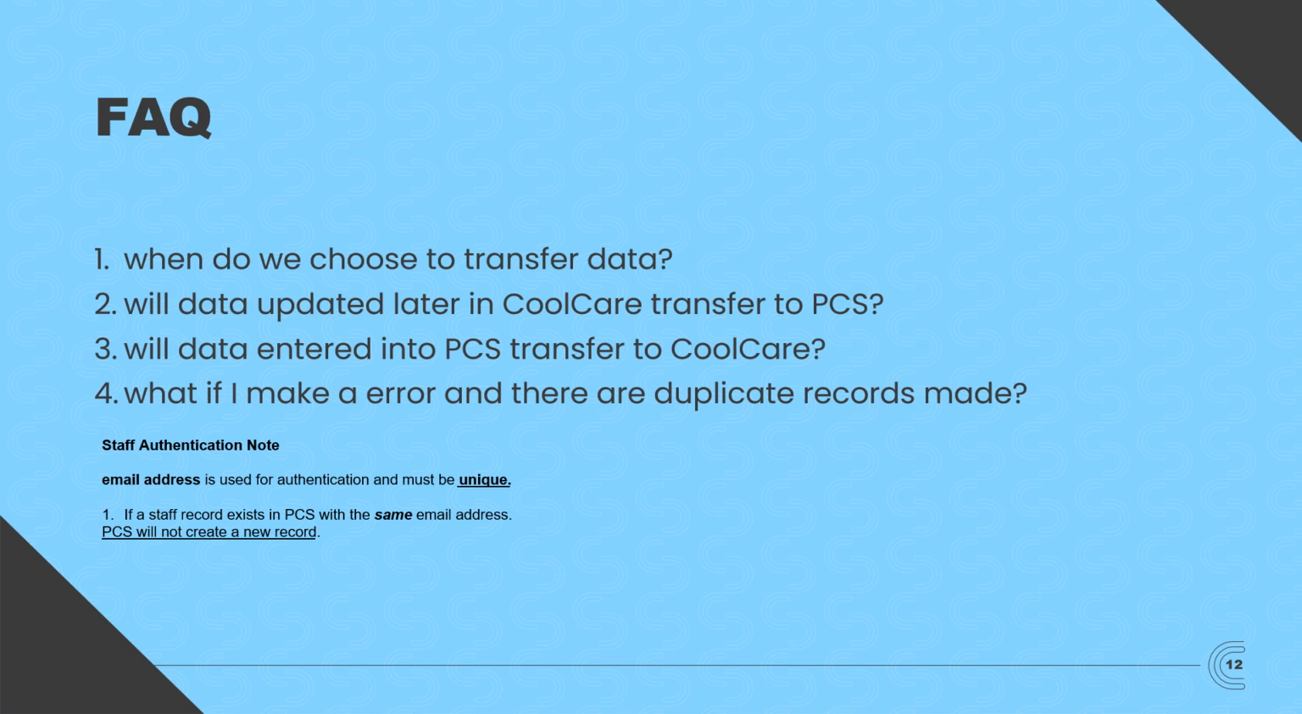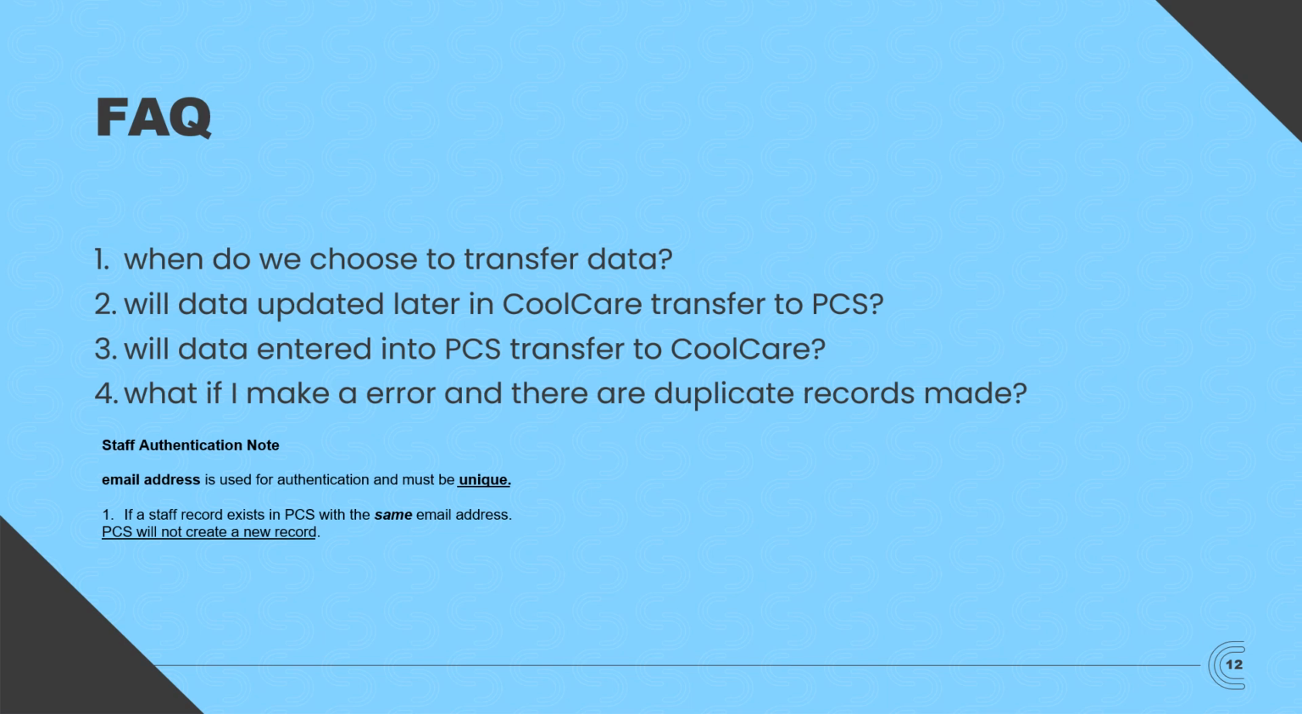Well, email address is the authentication tool, and it has to be unique. So if a staff record is already in PCS with the same email address, it is not going to create a new record. And that's logical, isn't it? If you've already got somebody in the system with that email address, and that is what the system is using to recognize if they're already in PCS, then it's not going to create a new one. So you do need to make sure that the email addresses are actually unique, which 99.9 times out of 10 it is. But just be wary of any generic email addresses, admin at or anything like that. They can be shared, and therefore we just have to be careful.